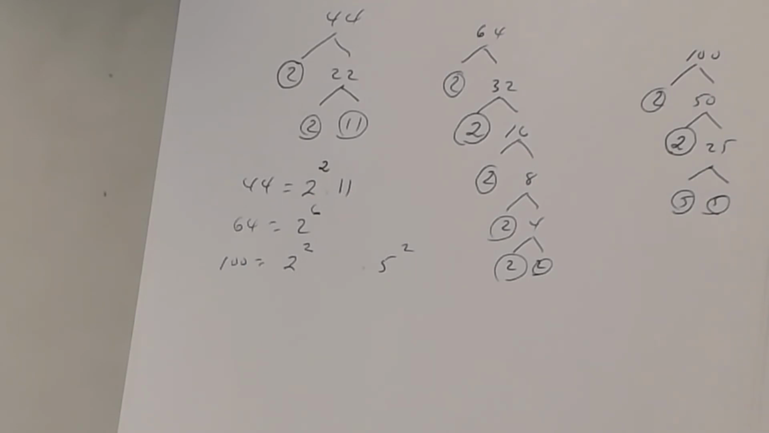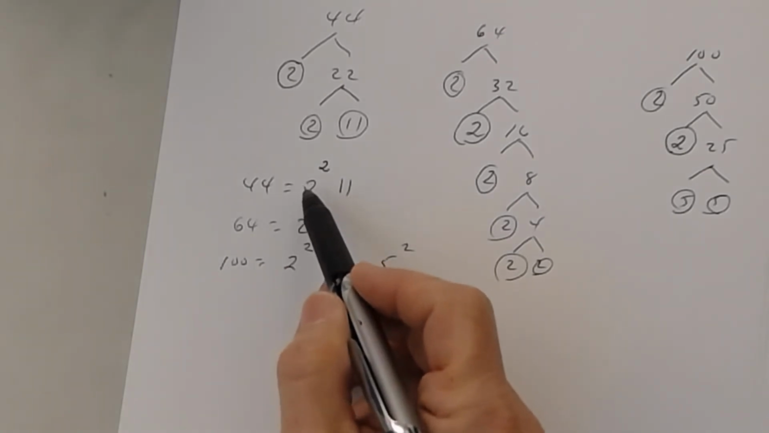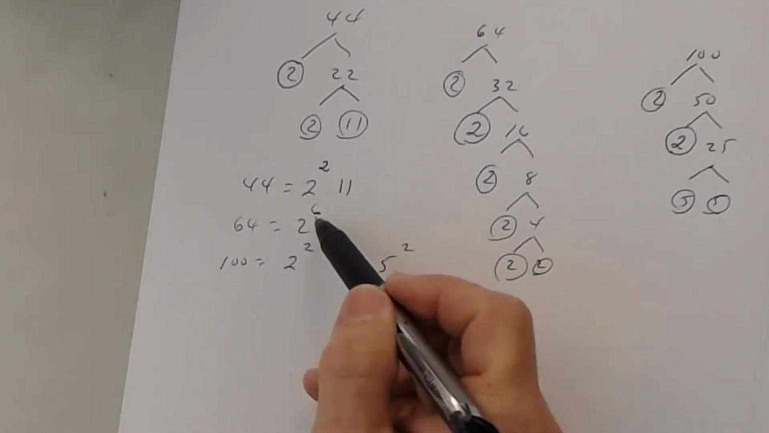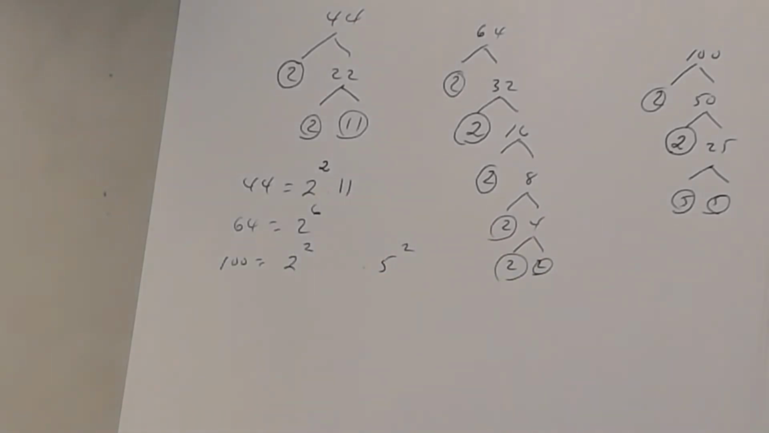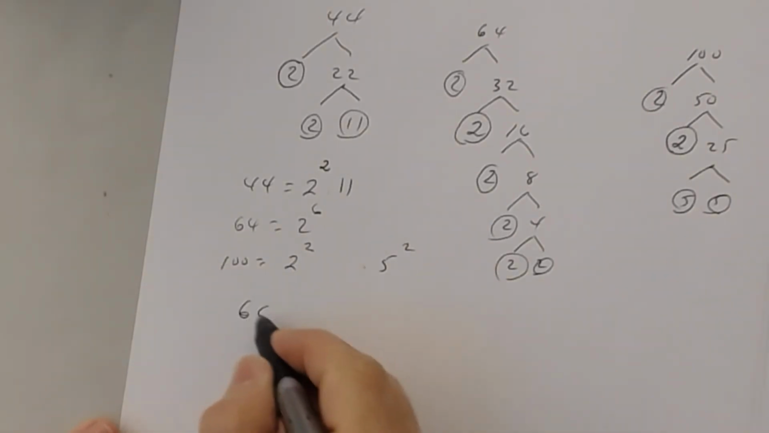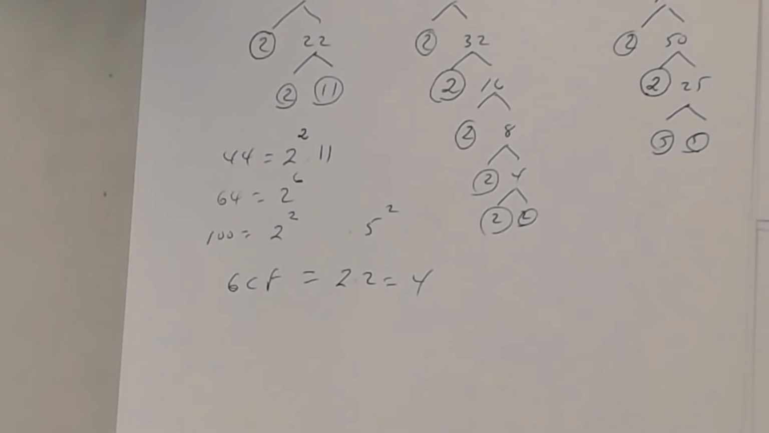So it looks like the only factor they have in common is which factor? 2. Okay? That's it. Just the factor of 2. But then you have to ask yourself, how many do I need? How many factors of 2 are in this one? 2. Good. How many factors of 2 in this one? 6. How many factors of 2 in this one? 2. What's the commonality? 2. So remember, use the one with the smallest exponent. So my GCF is what? 4. GCF is 4.